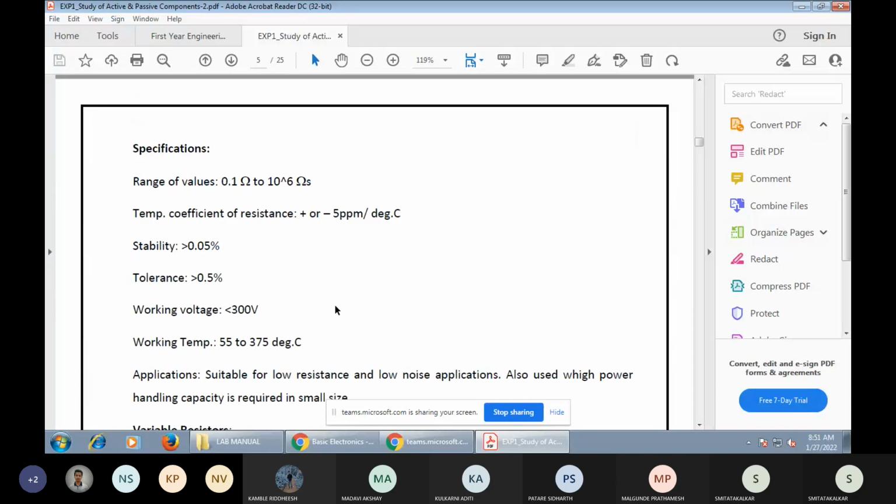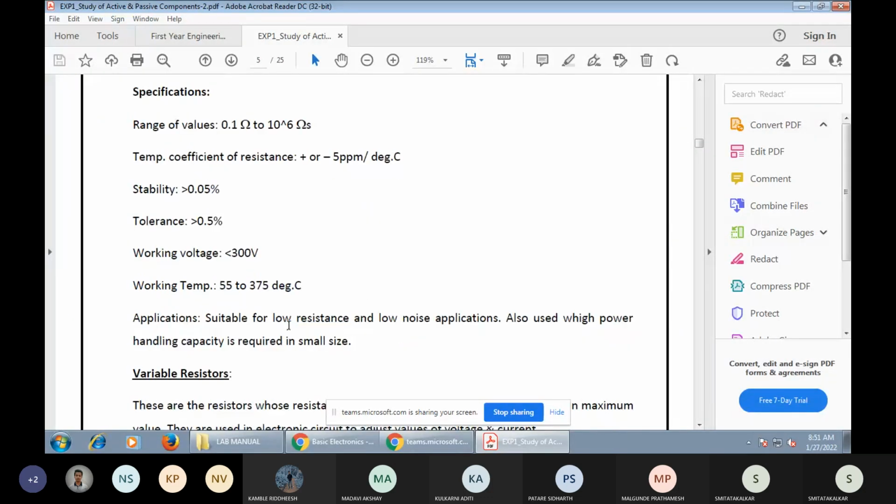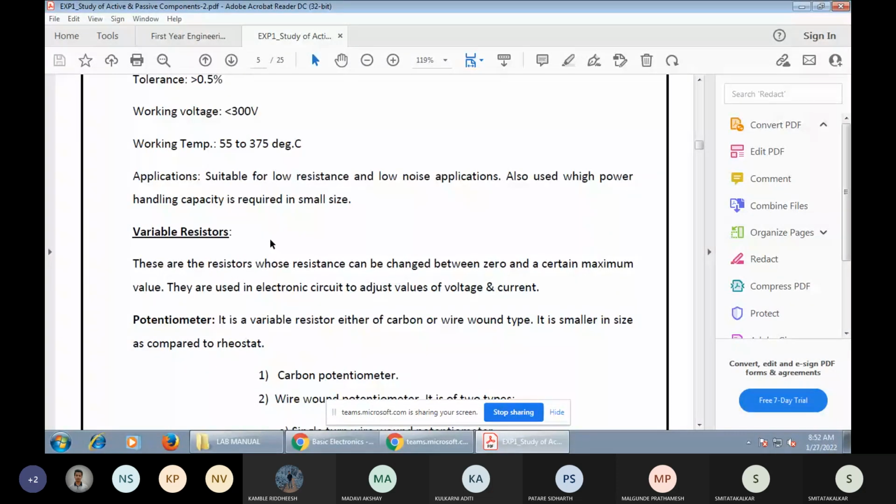Here in the specification, you can see the range of value in ohms. Temperature coefficient is -5 ppm per degree Celsius. Stability is greater than 0.05%. These are all the smallest values because a high power handling capacity is required in a small size. Voltage is less than 300 volts. The resistor is working in a proper way.